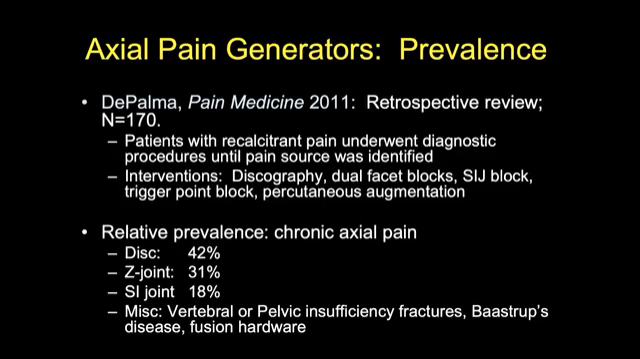The facet joint, which is also known as the zygapophyseal joint or Z joint, particularly if you're working with pain management clinicians or physiatrists, that's often the term that they use. And that's 31% of the time is the facet joint, whereas the sacroiliac joint or SI joint is about 18% of the time. And then the remaining proportion is made up of these, again, more sinister conditions such as fractures, posterior element apposition such as Bastrup disease.